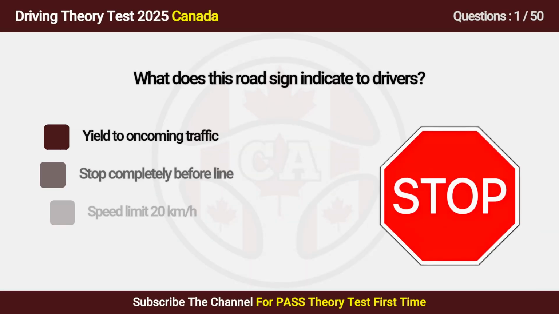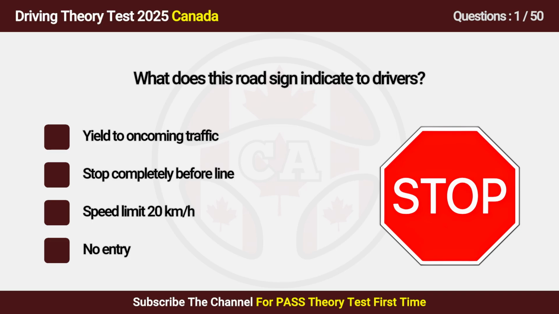Question 1. What does this road sign indicate to drivers? A. Yield to oncoming traffic. B. Stop completely before line. C. Speed limit 20 km per hour. D. No entry.